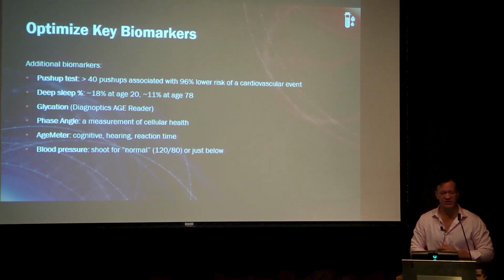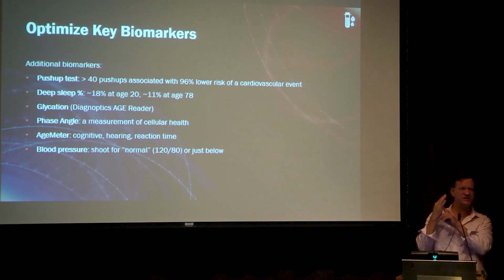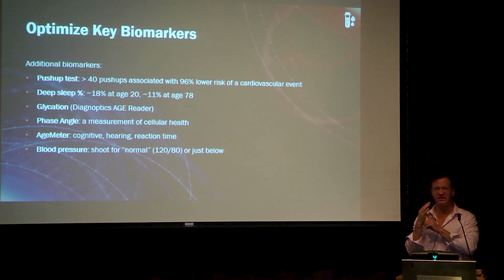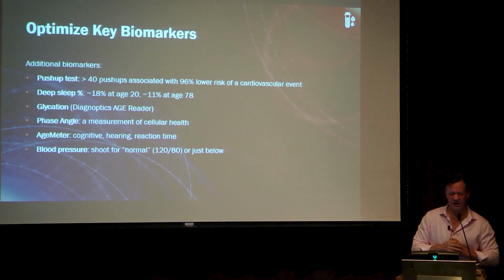Some additional biomarkers worth looking at: push-up test. If you can do more than 40 push-ups, that's associated with a 90% lower risk of a cardiovascular event. What's your deep sleep percentage? When we're young, 20 years old, that tends to be about 18% of sleep. It goes down to around 11% at age 78. I wear an Oura ring to track my sleep every night, and I'm always trying to get my deep sleep as high as I can get it.